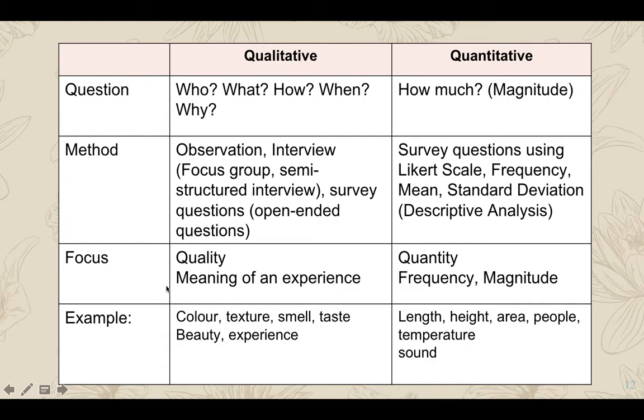Just now we talked about some of the examples. Examples of qualitative could be in a form of color, experience, texture, or even taste. Whereas quantitative often needs numbers. So it could be in a form of height, area, people, temperature, and so on. Alright? So these are the differences.